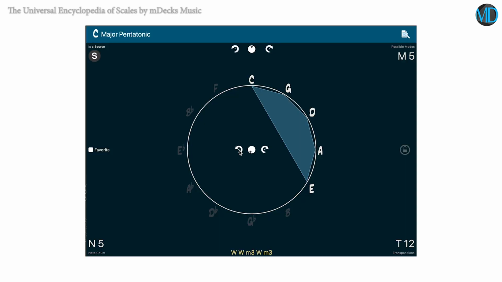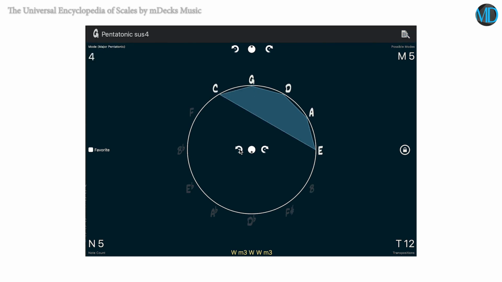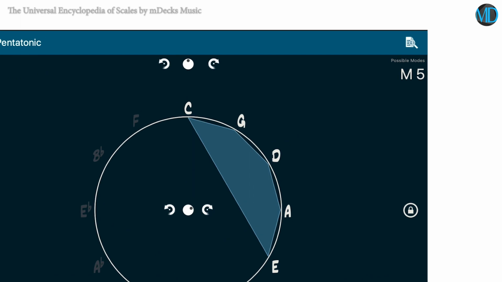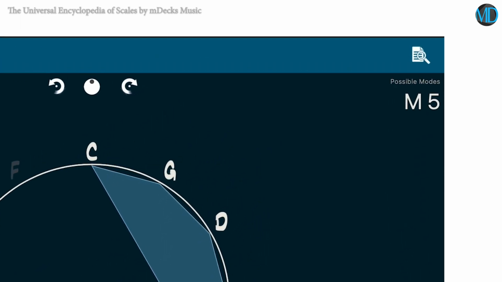Here's the graph for the major pentatonic. By rotating the graph around the circle, we get all related modes of this scale. Always remember, the top note must be part of the graph. It's very easy to see that the major pentatonic has 5 modes. That's pretty cool, but it was pretty obvious that the major pentatonic scale was going to have 5 modes because it has 5 notes, 1 mode for each note.